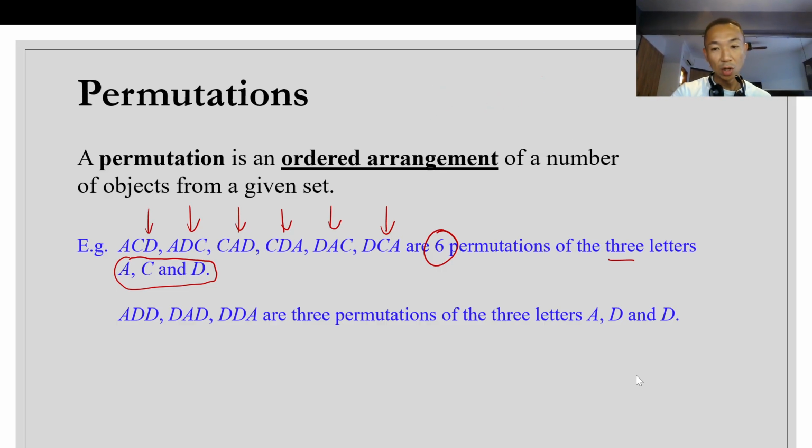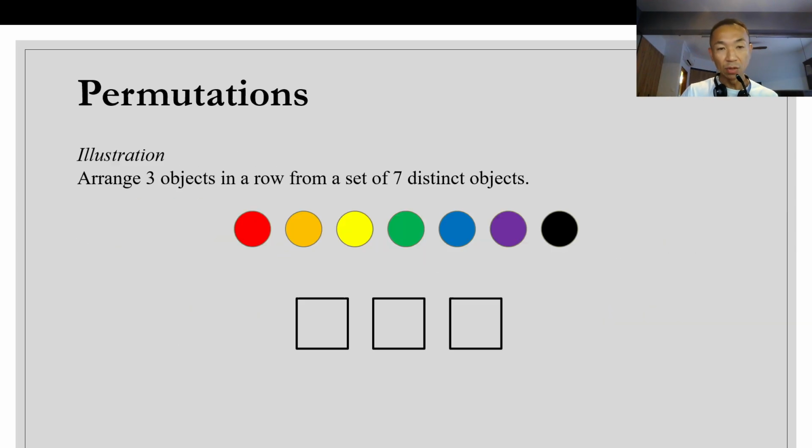Now, what if you have A, D, and D, right? Then by listing out, it's quite easy. You have 1, 2, 3 only. There's no other way to do it. There isn't a fourth way to arrange them. But the question is, how do I find the total number of permutations for 3 letters out of which 2 are the same? So this is what this whole chapter is all about. Alright, don't worry, let's get into it.